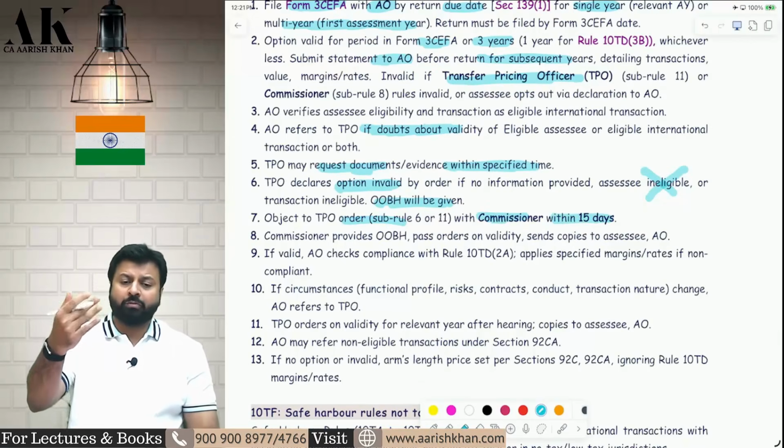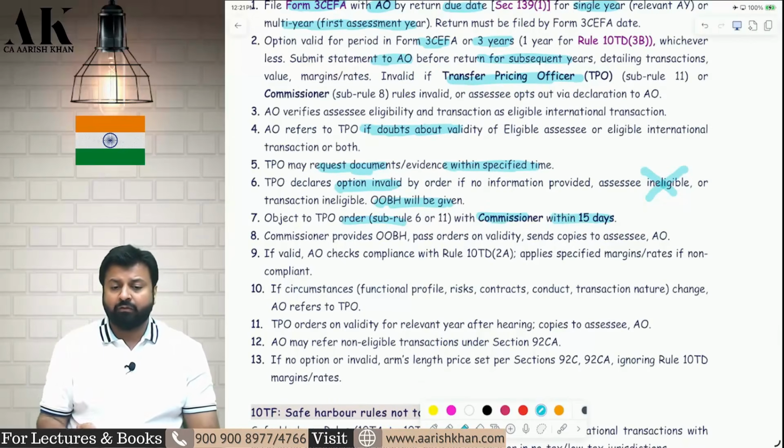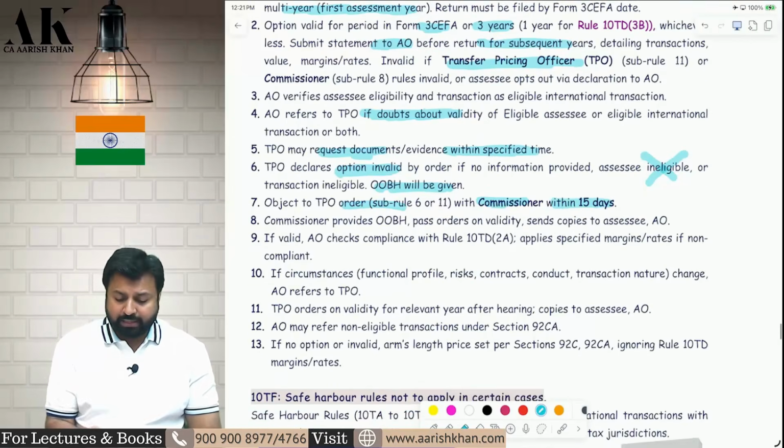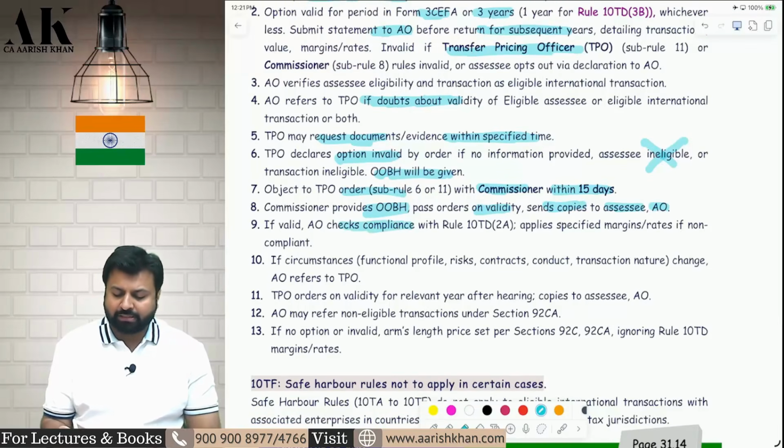You have the power to object to the commissioner within 50 days. Then the matter goes to the commissioner. The commissioner will check the validity and will send a copy to the AO and the assessee. The commissioner will check the compliance. If it is fine, then great.